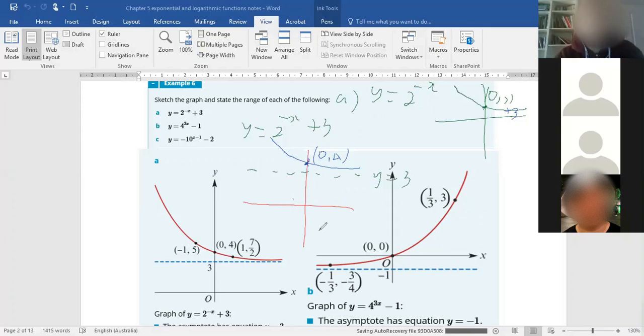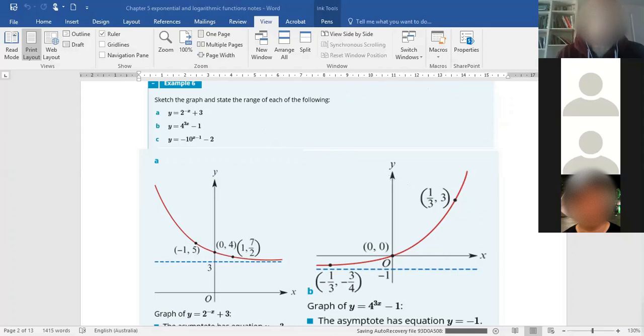All right, I'll remove that one, and then I'll do part B in stages. I know it's already there, but I'll do it in stages. In red, this is part B, and I'm only going to do y equals 4 to the power of 3x. 4 to the power of 3x looks like this. It's crossing at 0 and 1.